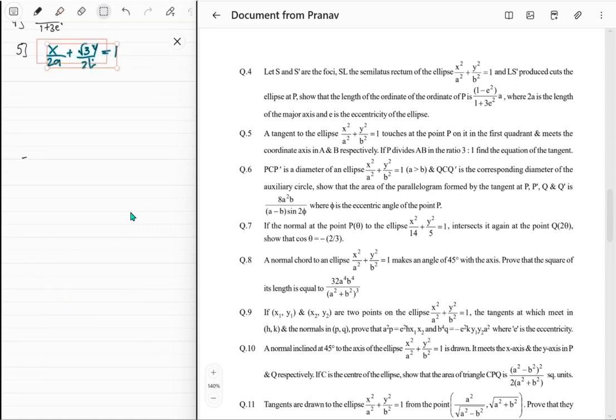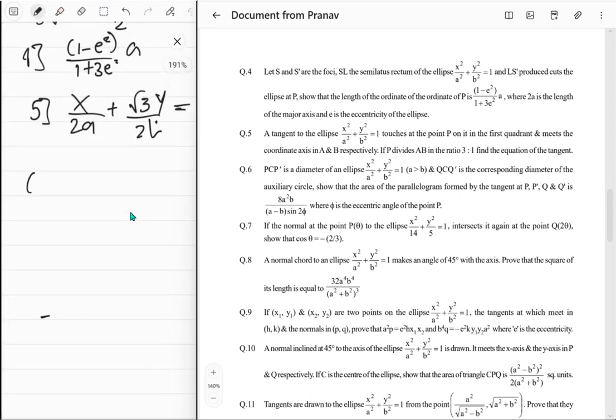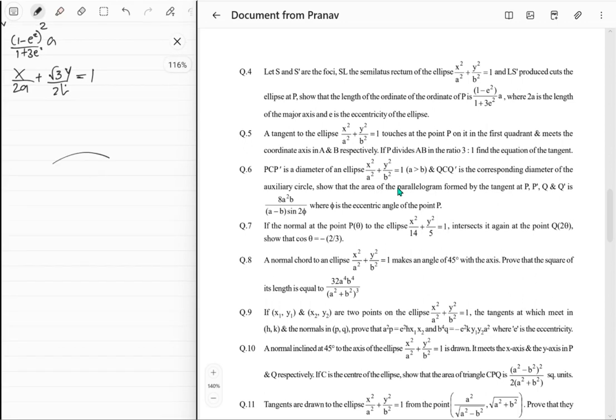Sixth question. PCP dash is a diameter of the ellipse. Okay, so some ellipse, a diameter of that is passing through the center. A is bigger than B, and QCQ dash is the corresponding diameter of the auxiliary circle. Oh, so if you shift these up, fine. Show that the area of the parallelogram formed by the tangents at.